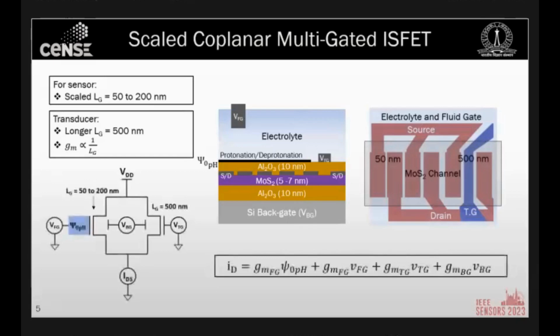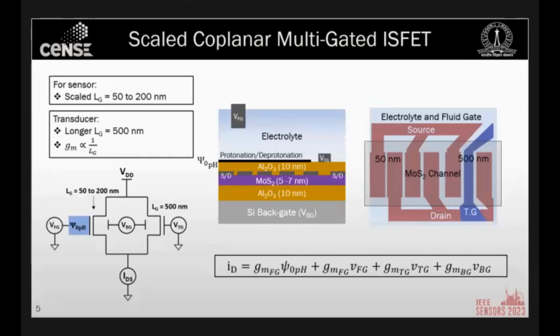And this is an equivalent circuit of our device structure, where we have these sensing gates all in parallel sensing the electrolyte pH, and the transducing gate of 500 nanometer, VTG, that is used to transduce against and get the sensitivity. And we also have a global back gate that gives a global control over all these. And this is the small signal equivalent equation.